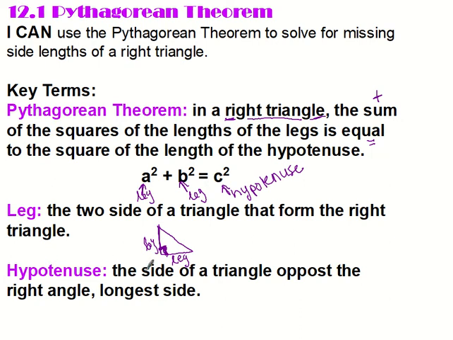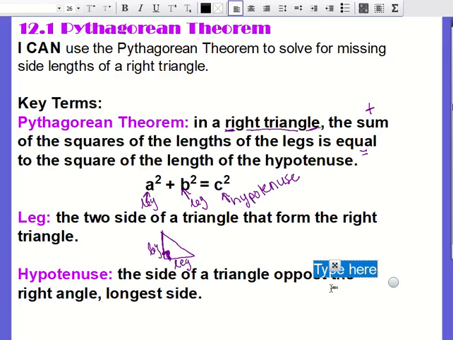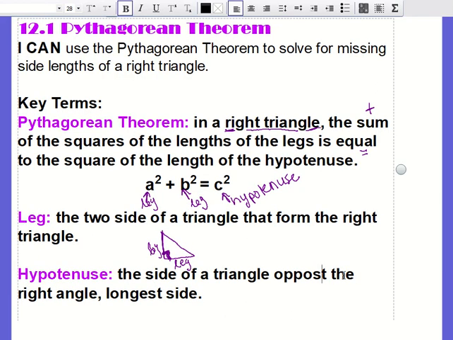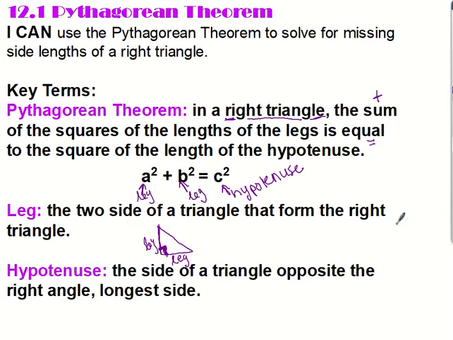The hypotenuse is the side of the triangle that's opposite the right angle. It's also always the longest side. So again, if I drew my right triangle, there's my right triangle, and opposite of it, this is my hypotenuse. It's always opposite and it's always the longest, okay?